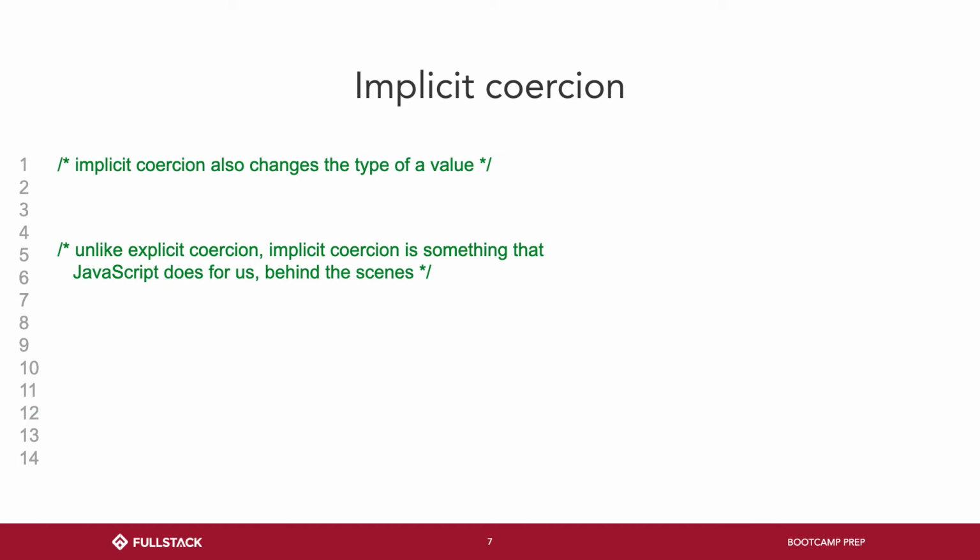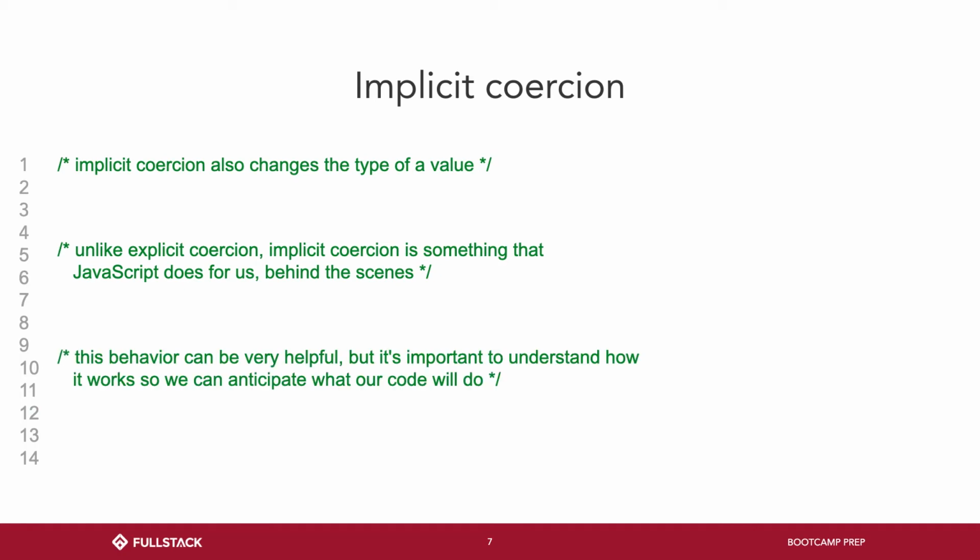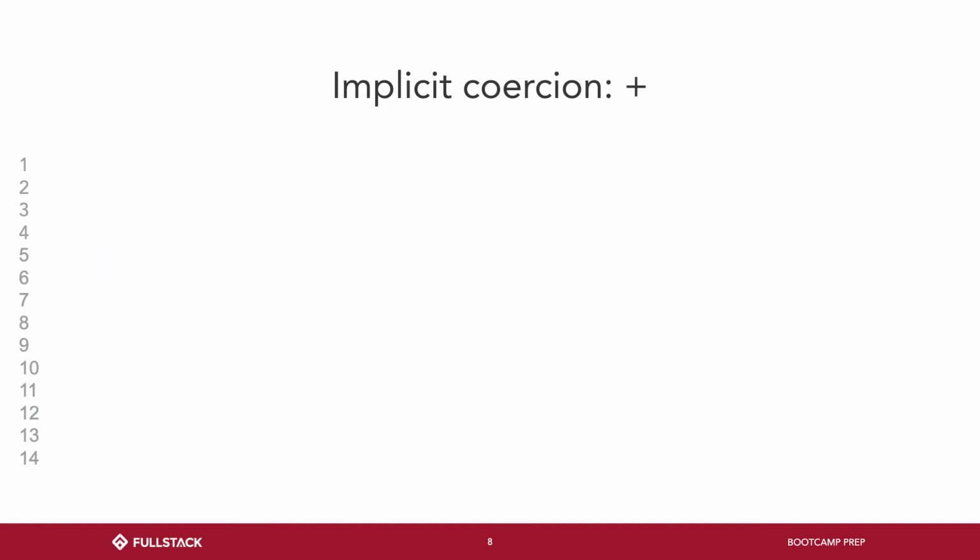So implicit coercion also changes the type of a value, but unlike explicit coercion, implicit coercion is something that JavaScript does for us. This behavior can be very helpful, but it's important to know how it works, okay? The deeper you understand how things work behind this language, the more powerful a programmer you can be, okay? It's important.